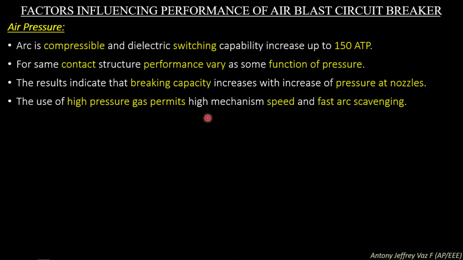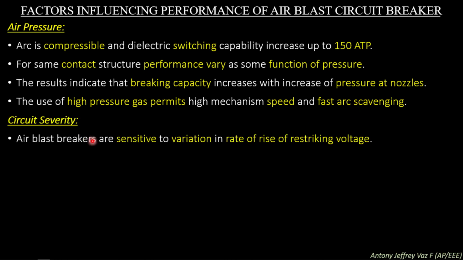The use of high pressure gas permits high mechanism speed and fast arc scavenging. So the high pressure gas which is permitted through the nozzle helps to increase the scavenging of the arc at a faster rate. Circuit severity: air blast breakers are sensitive to variation in rate of rise of restriking voltage.